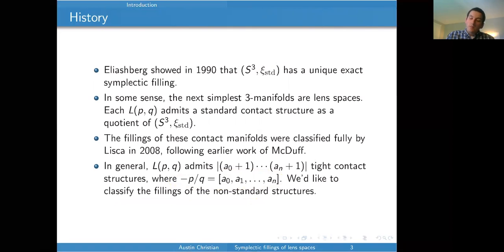And here, plenty of results exist before the one we'll present in this talk. Most notably probably is Plamenevskaya and Van Horn-Morris, who showed that L(p,1), actually any of its tight contact structures, admit a unique filling unless p is 4 and it is a standard structure. So we want to today think about the fillings of non-standard structures.